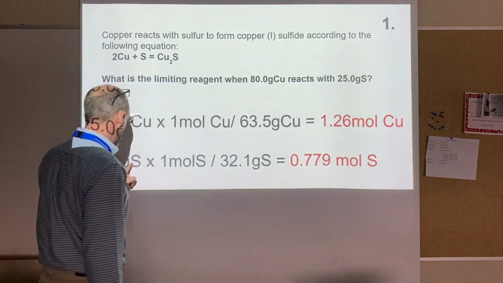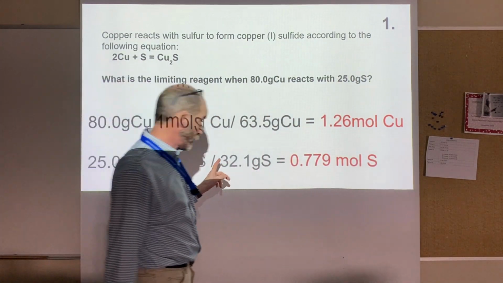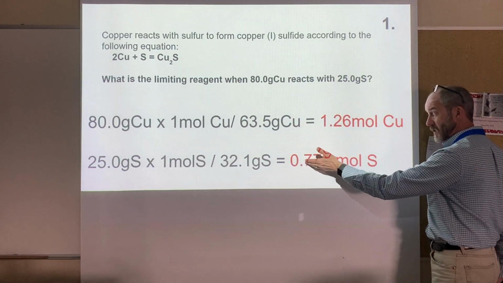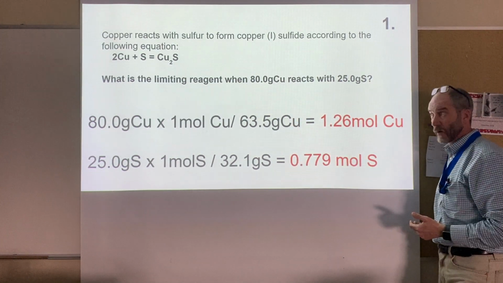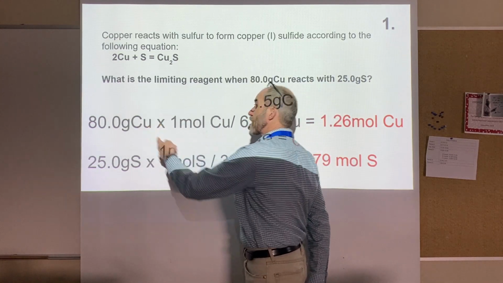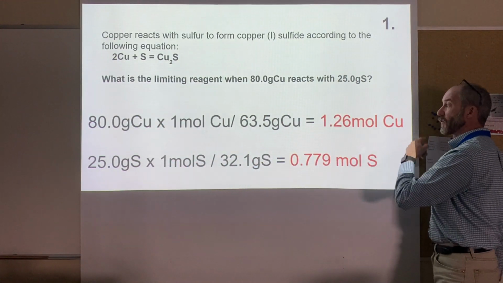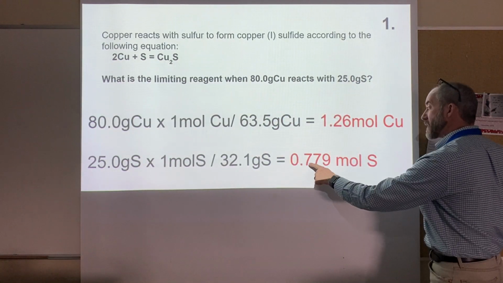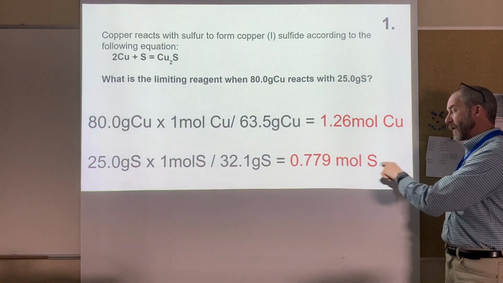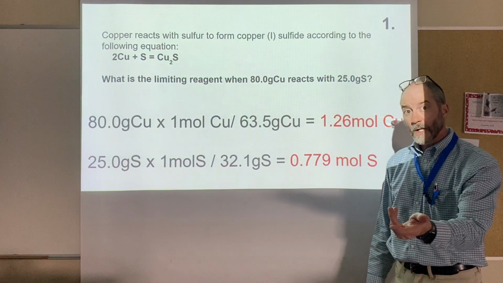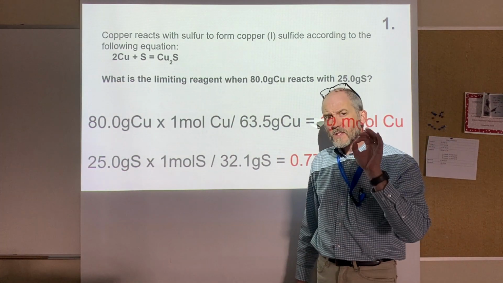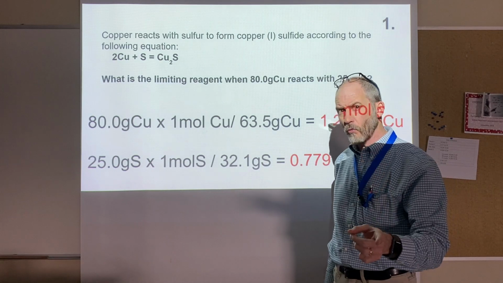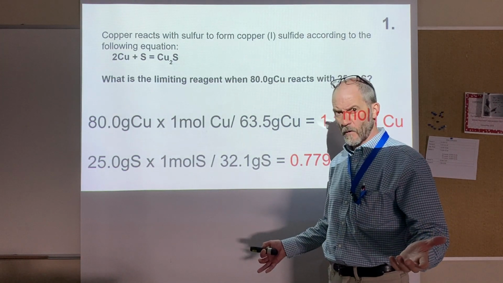All right, I have 25 grams of sulfur times 1 mole of sulfur over 32.1 grams of sulfur. I'm going to end up dividing. I'm going to get 0.779 moles of sulfur. So if I give you 80 grams of copper, you have 1.26 moles of copper. If I give you 25 grams of sulfur, you have 0.779 moles of sulfur. So what have I done? I've taken the quantity that you've given me, Mr. Day, and I have converted it to moles. That's all you've done so far.